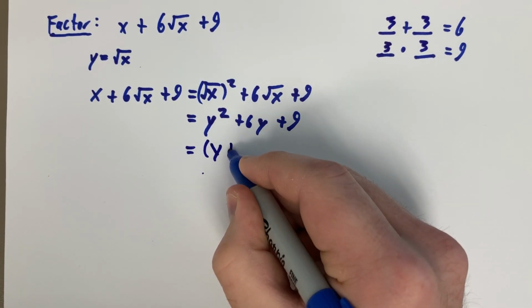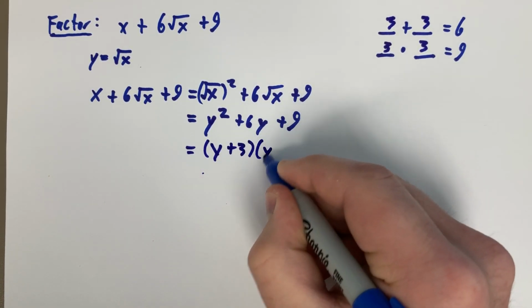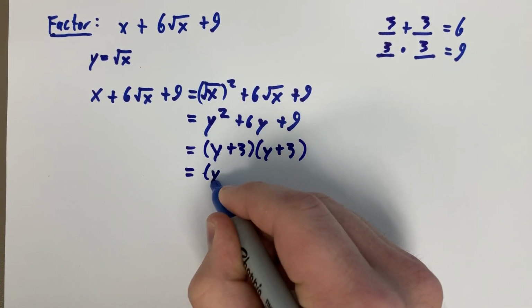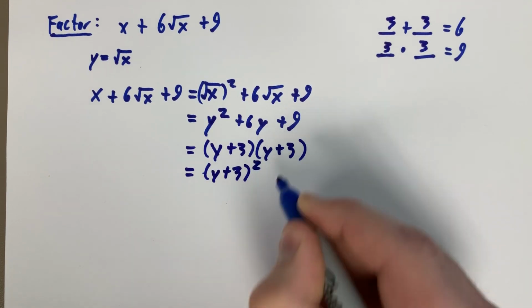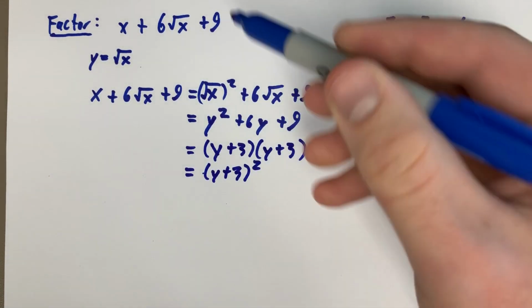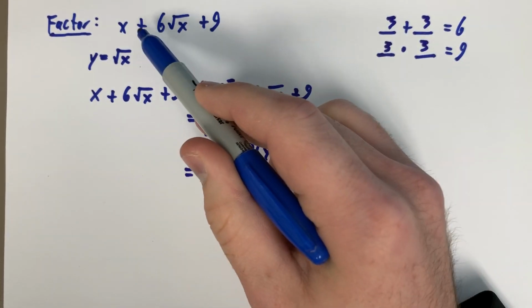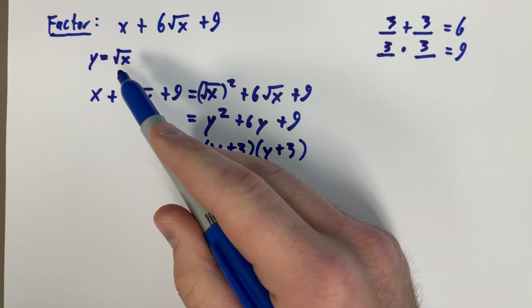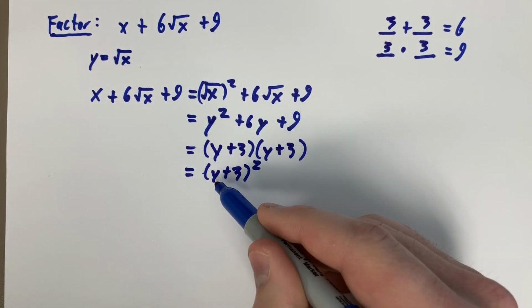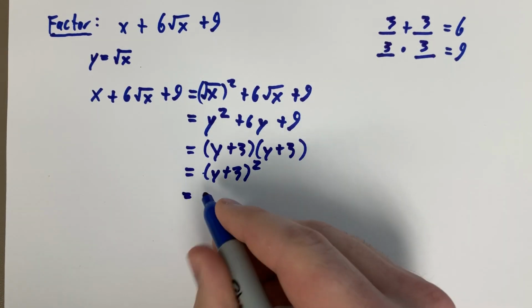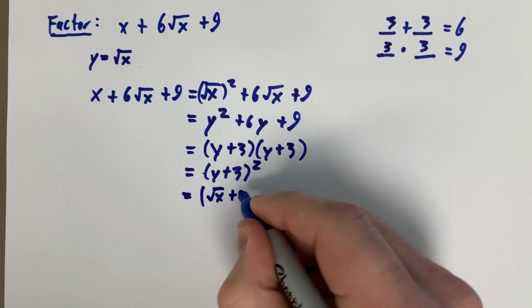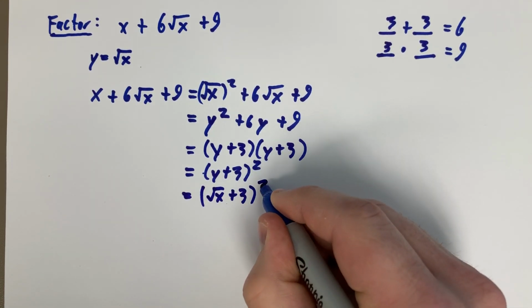Y plus 3 times y plus 3. Or if you like, you can rewrite this as y plus 3 squared. Okay. Now remember, we wanted to factor this expression, which had x's in it. So we need to resubstitute our square root of x here for this y. So what does that give us? That gives us square root of x plus 3 quantity squared.